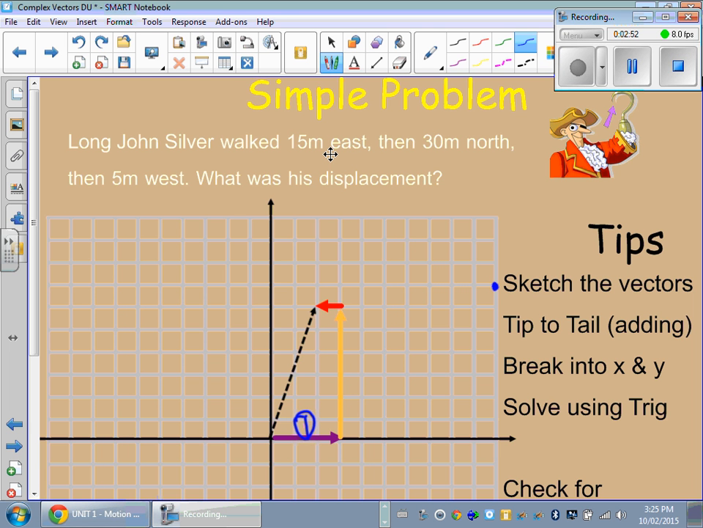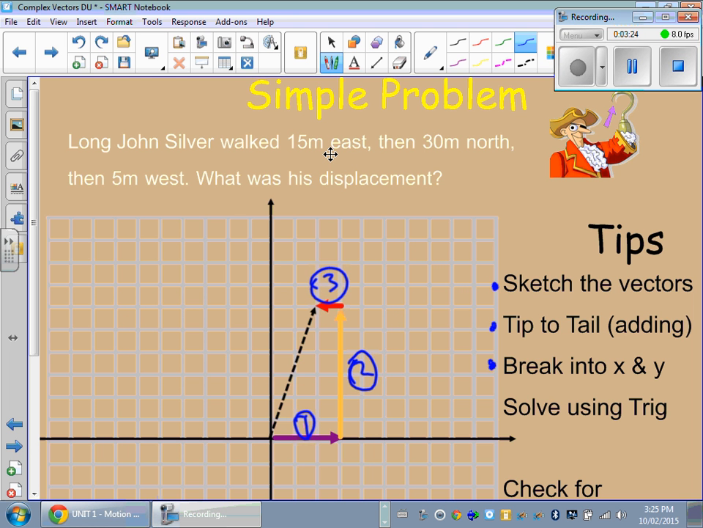So the second one is all in the north direction. This is easy because there's no portion of that in the east or in the west. It's all going north, so it's all in the y direction. And the third one then is all west. Again, that's relatively straightforward because it's all going in the x coordinate. None of that is in the y. So we've sketched it, we've joined it tip to tail, and then we're going to break it into the x and y.